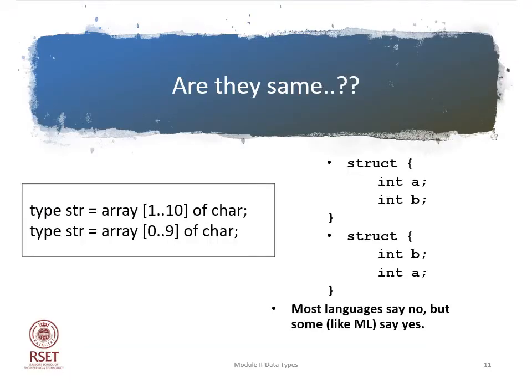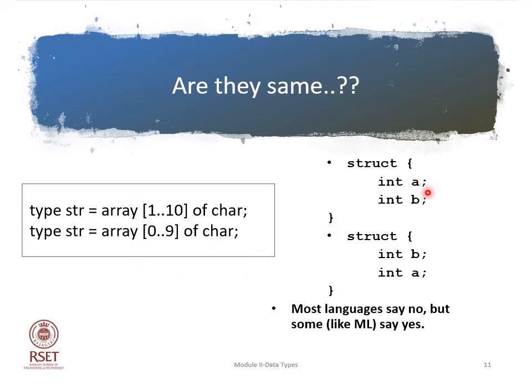Let's look into another example. In the slide you can see 2 variable declarations. In the first one, a variable called str is declared as a character array. In the first one, the index begins at 1, and in the second one, the array begins at 0. That is a difference. So does it mean the same or is it different?